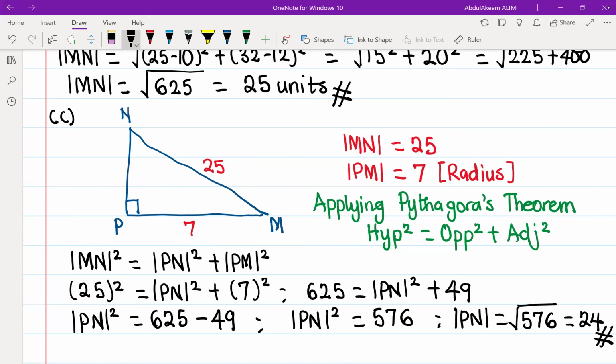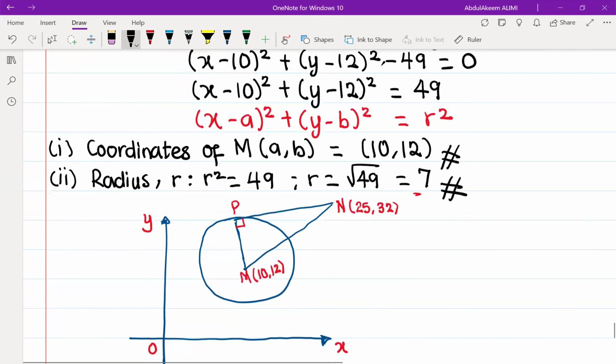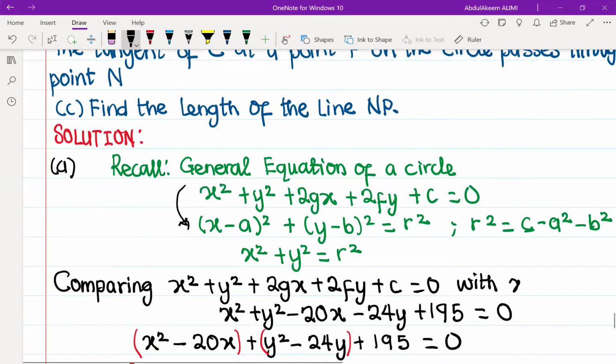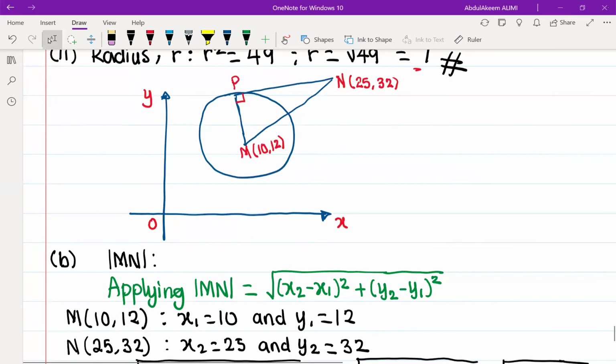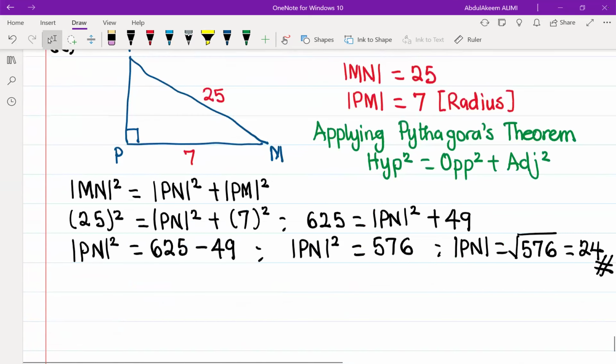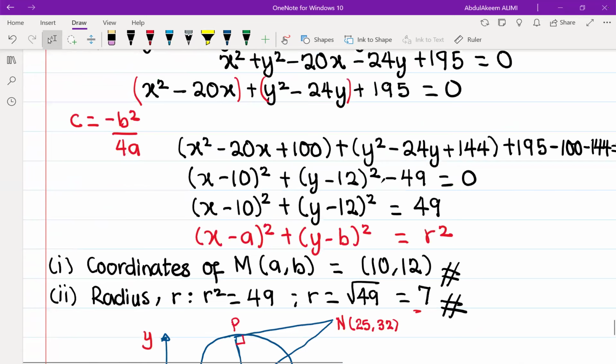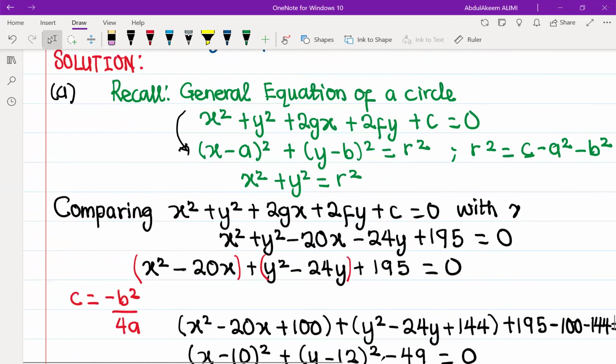So I've been able to derive the length of line NP or PN. So I believe with all this that we've done, we have clarity on this equation of a circle and on this question in particular.